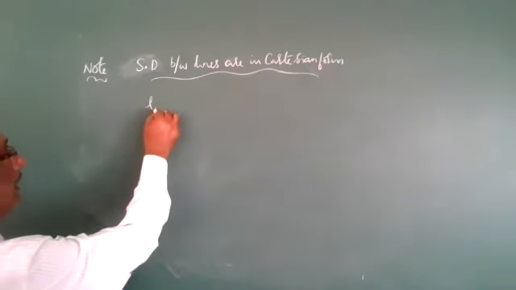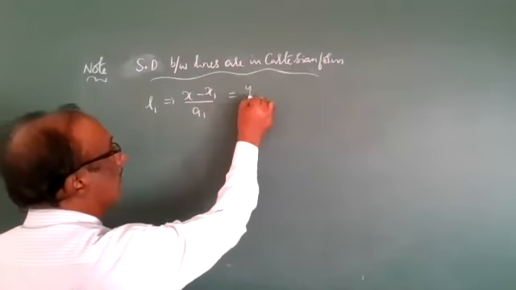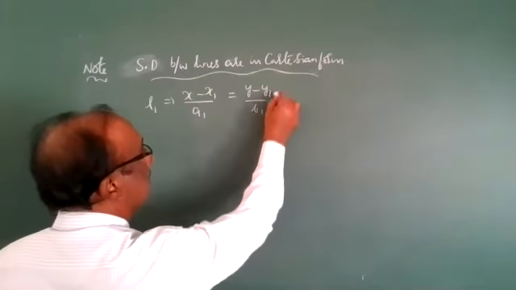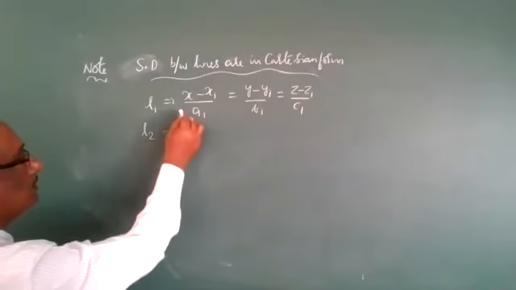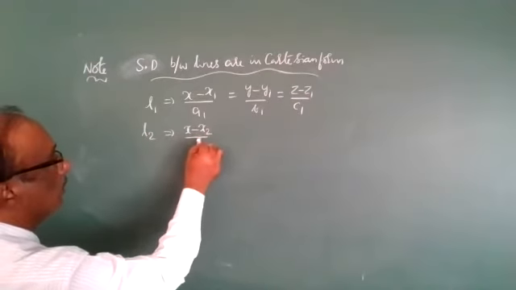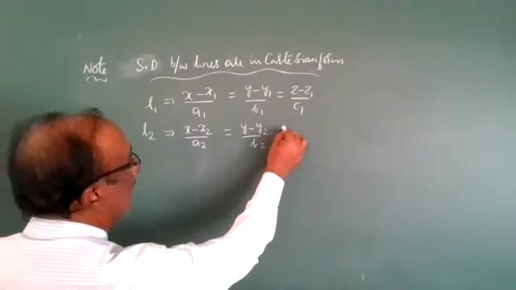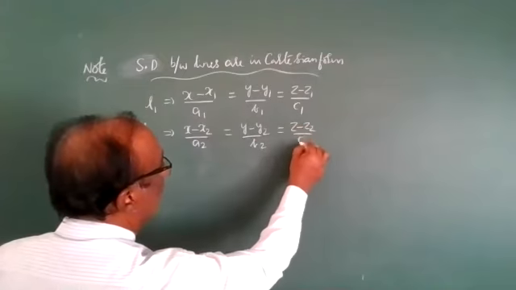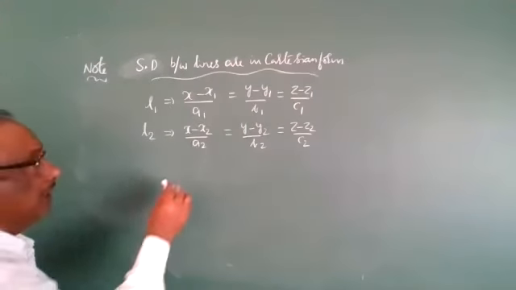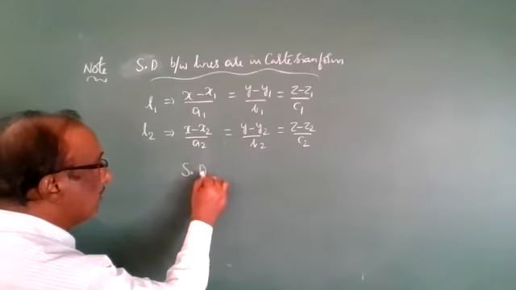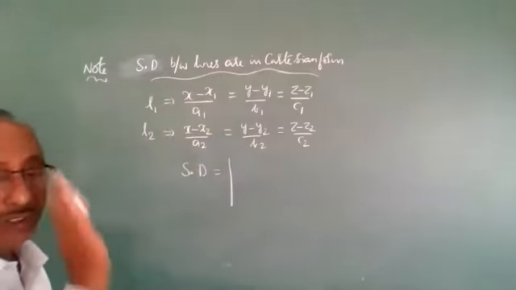So the L1 line is (x minus x1) by a1, (y minus y1) by b1, and (z minus z1) by c1. The L2 line is (x minus x2) by a2, (y minus y2) by b2, and (z minus z2) by c2. Right, now how can you find the Cartesian form of the shortest distance formula? The shortest distance formula can be written directly in the examination also. If they ask, write down the conclusion.